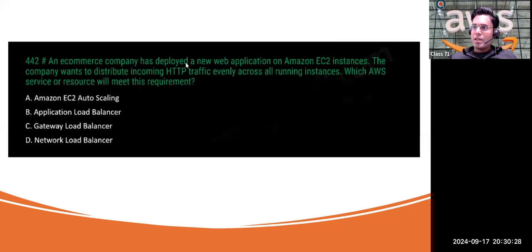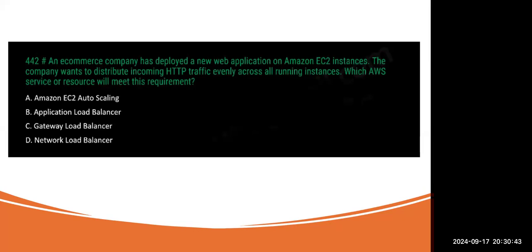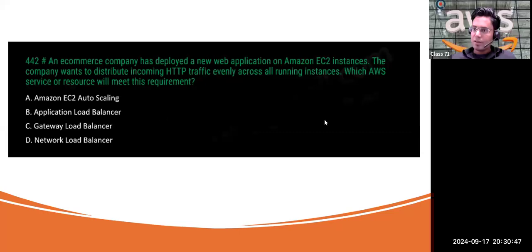An e-commerce company has deployed a new web application on Amazon EC2 instances. The company wants to distribute incoming HTTP traffic evenly across all running instances. Service requirement. That's B. Application Load Balancer. That's correct.